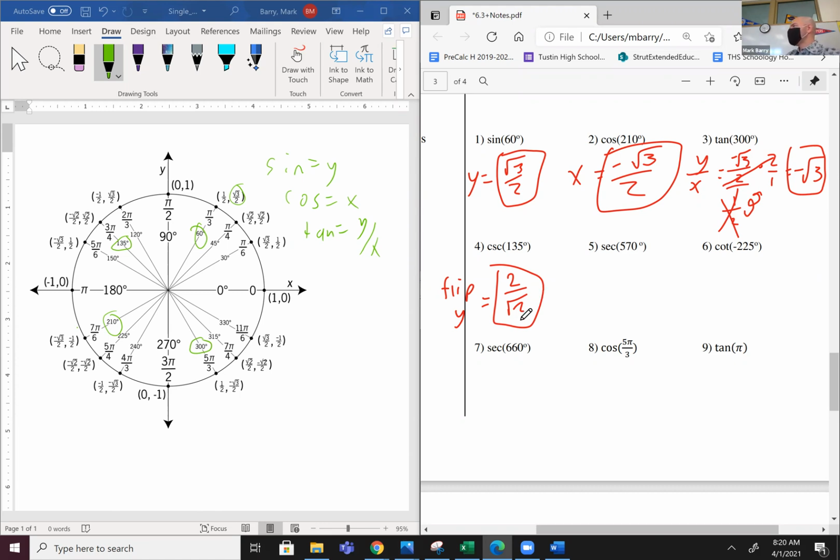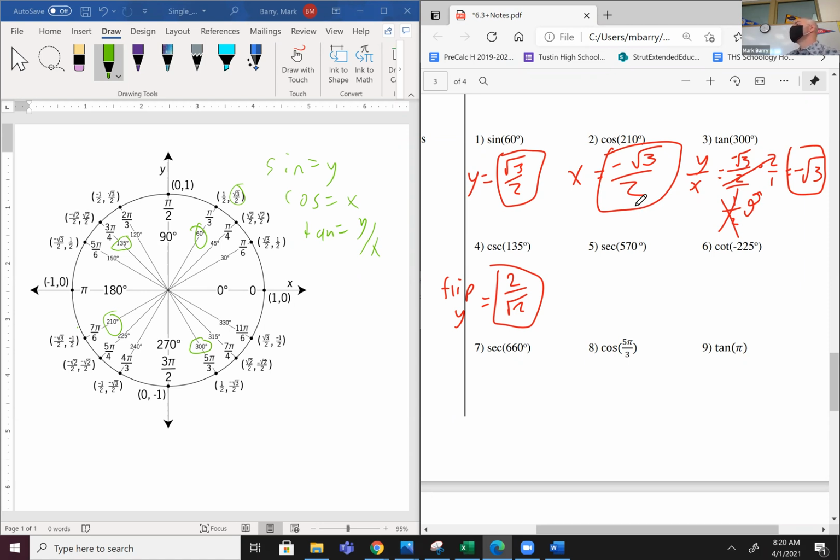Whoa, 570. 570 is not on the unit circle, correct? Okay, and why is it not? Why is 570 not on the unit circle? Is it like in between two pieces? No, not really. 570 is not on the unit circle because it's too big, right? Okay, the biggest angle we have here in degrees is 360 degrees. So what are we going to do about this 570?